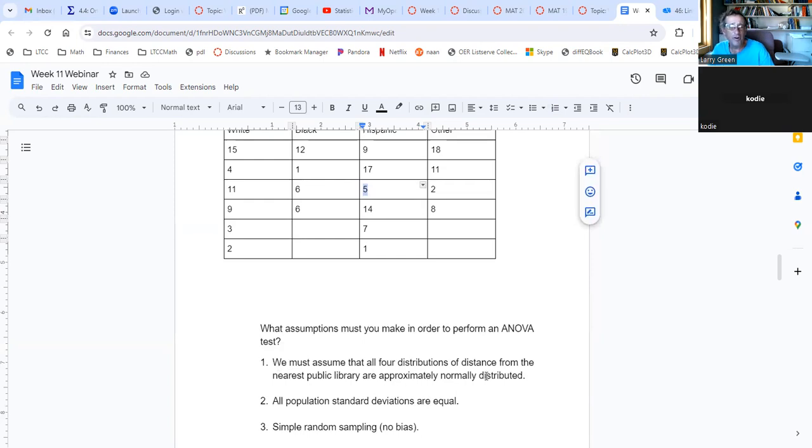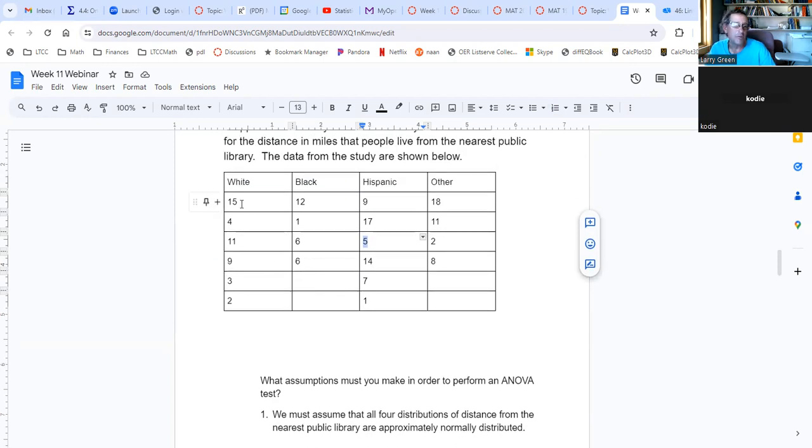We must assume that all 4 distributions of distance from the nearest public library are approximately normally distributed. Well, notice that our sample size for whites was 6, for blacks was 4, for Hispanics was 6, and for others was 4. Each of these sample sizes is definitely not over 30, not even close. So that means all 4 of these have to be assumed to be normal. If we had, say, surveyed 35 whites, but then the blacks, Hispanics, and others were all small sample sizes, we wouldn't have to make the assumption for whites, but we would have to make the assumption for black, Hispanic, and others. Any questions on that?